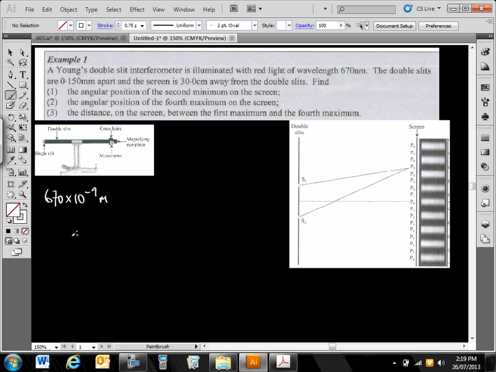Double slits are 0.15 millimeters apart. 0.15 is 1.5 by 10 to the minus 4 meters apart. And 30 centimeters is 0.3 meters. 1.5 lambda. You could say 1.5 lambda, or what they do in the book, 3/2 lambda. Have a go at this, please.